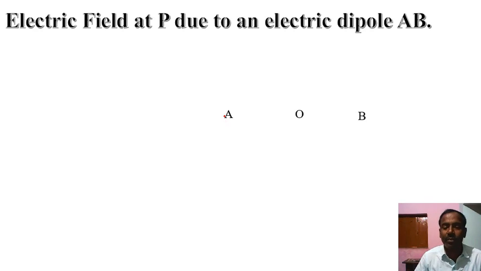There is a dipole AB and O is the midpoint of the dipole. P is a point at which we find out the electric field due to this dipole, and P is in end-on position or on the axial line. Join A, O, B and P.